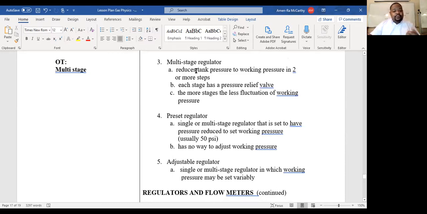That simply says it reduces the tank pressure to working pressure in two or more steps, all right? If it's a multi-stage, it brings that 2200 down to 50 in two or more stages, right? But remember, each stage has its own pressure relief valve. So that's how you count it, okay? How many, it's a multi-stage, but more specific. If it has three pressure relief valves, it's a triple stage regulator.